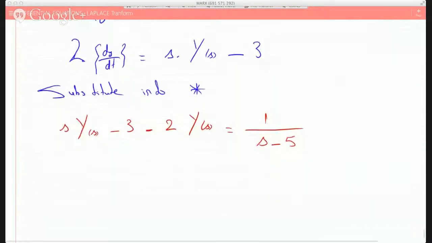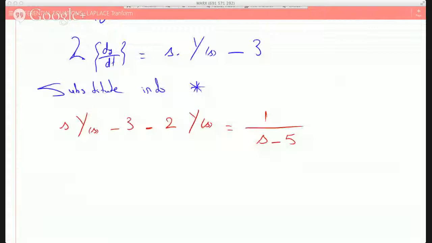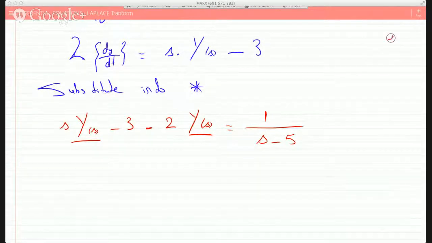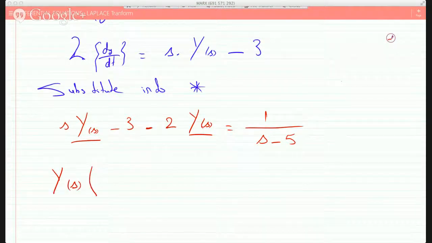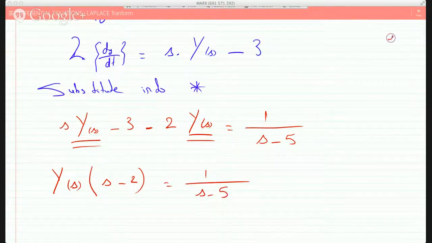Now the objective is to get y of s, because once we have this, we take the inverse Laplace like we were doing on the previous section, and we get y of t, which is the solution of the differential equation. So we'll keep those on this side since they both have y of s, and this 3 can go on the right hand side. So I'm going to factor out y of s from these two terms. We get y of s times s minus 2 equals 1 over s minus 5 plus 3, because I added the 3 to both sides.